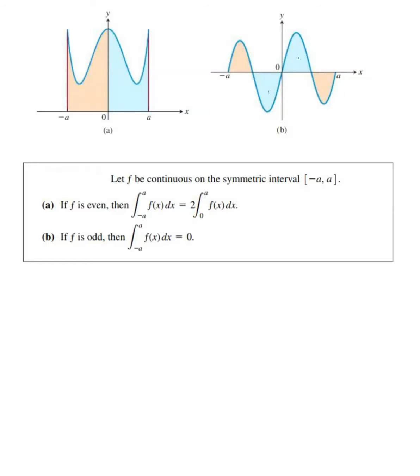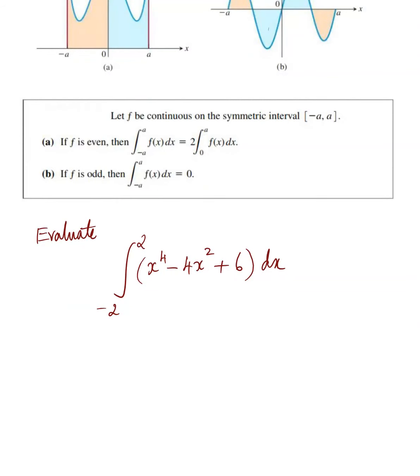Say you had an example like this. It said evaluate the integral from negative 2 to 2 of x to the power 4 minus 4x squared plus 6, dx. Well, you can go ahead and do the regular integration. So you'll just do x to the power 4 plus 1 over 4 plus 1, minus 4x to the power 2 plus 1 over 2 plus 1, plus 6x. Then you apply the limits from negative 2 to 2, top limit minus the bottom limit. You can do that, or you could test this for symmetry and use one of these rules.